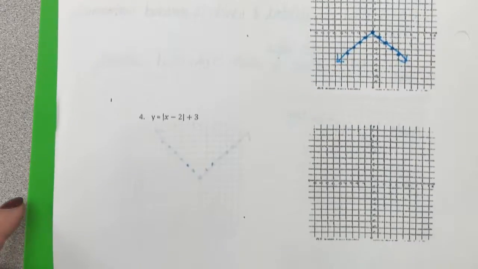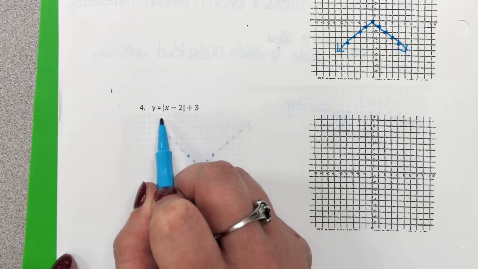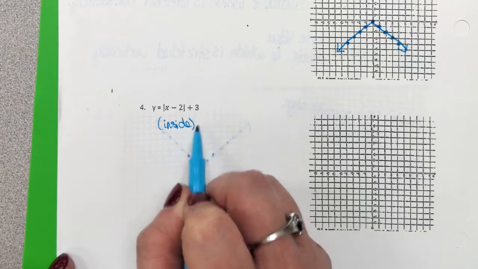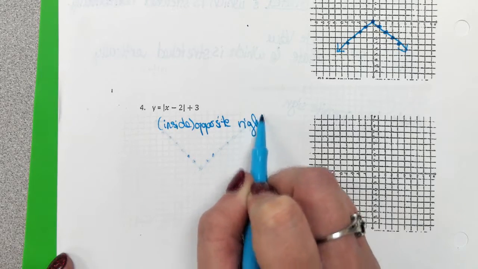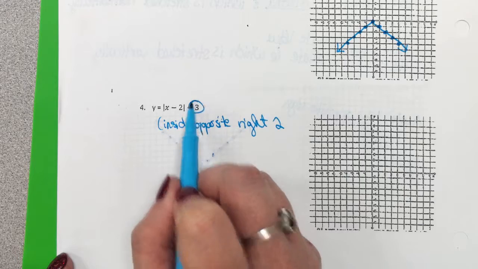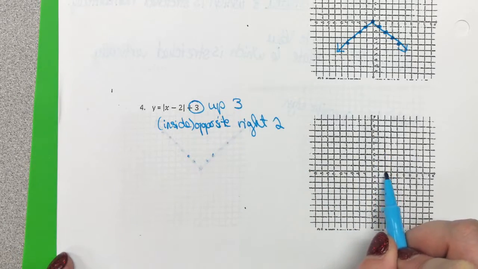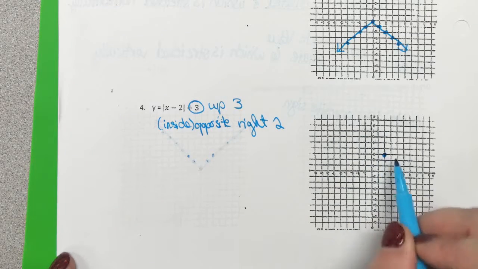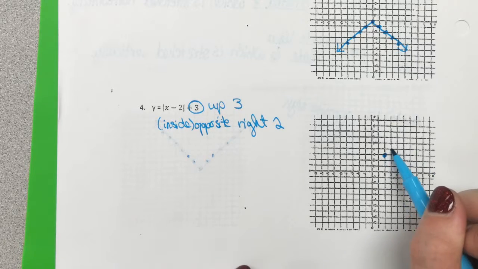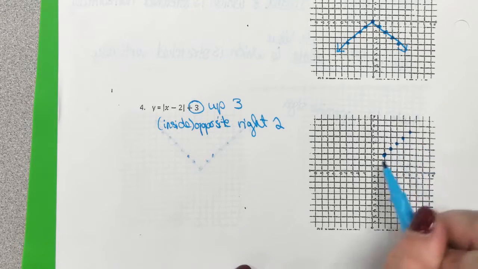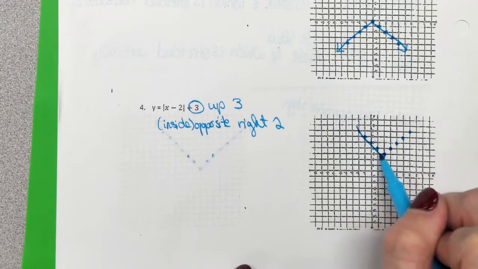Alright, last one, number 4. What's the 2 inside tell us? There you go. You're going to do opposites. Inside, you take the opposite. So we're going to go right 2. What about the 3? That's going to go up 3. So we're going to go right 2, up 3, and that's where our vertex is going to be, okay? And then what do we do each time? Over 1, up 1 on both sides, right? Y'all okay with that?